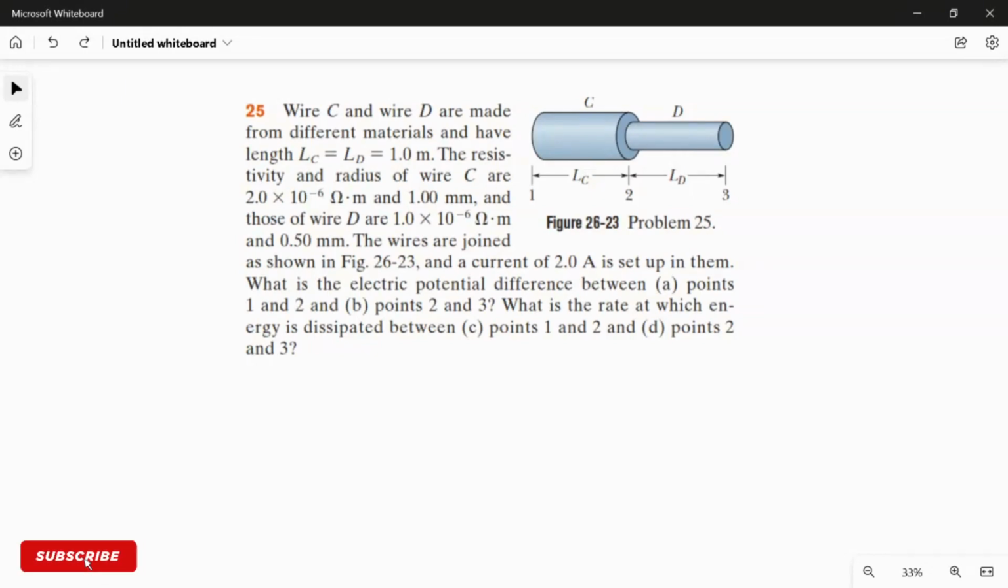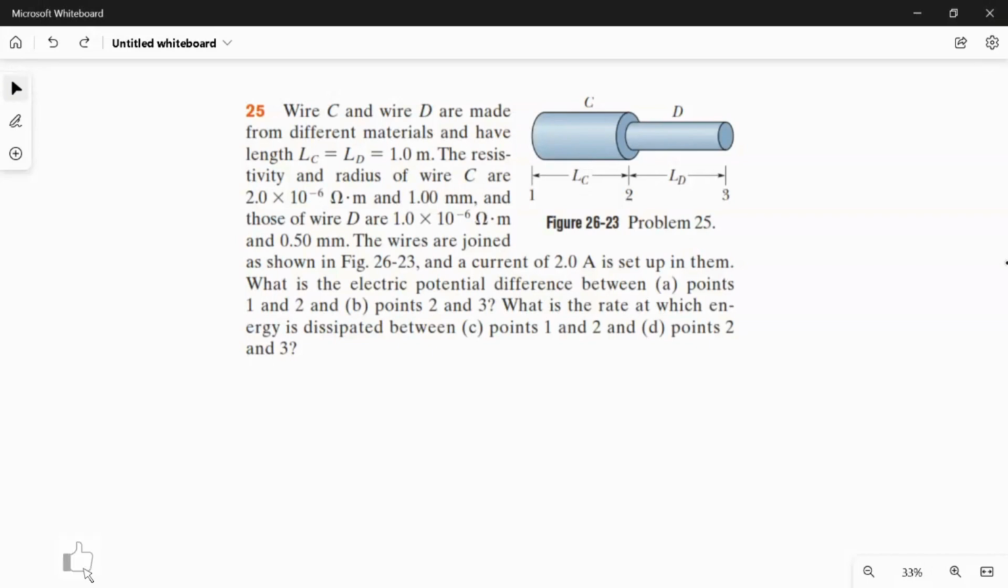First of all, we have to know what is given in the question. In this figure, you can see there are two wires, wire C and wire D. Both C and D have the same length, which they mention here as 1 meter. The resistivity of wire C is given as 2 multiply 10 power minus 6 ohm meter, and its radius is given as 1 millimeter. Likewise, the resistivity and radius of wire D are given here, and the current in the wires is 2 ampere.